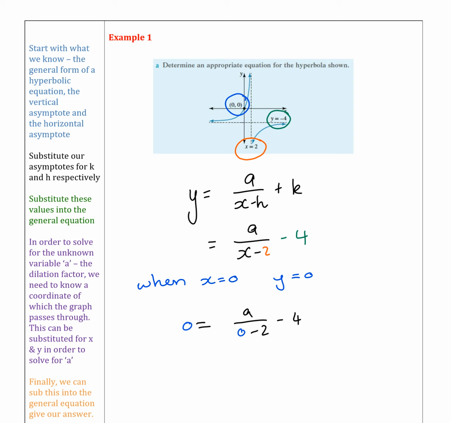a over negative 2 is still going to be a over negative 2, minus 4 equals 0. So if I add 4 to both sides and multiply by negative 2, we can see here that a is equal to negative 8. Now that makes sense when we look at the shape of this graph, because the standard hyperbola we would have thought would have looked like this. But we can see that our shape is quite different, and so we should have expected a negative.